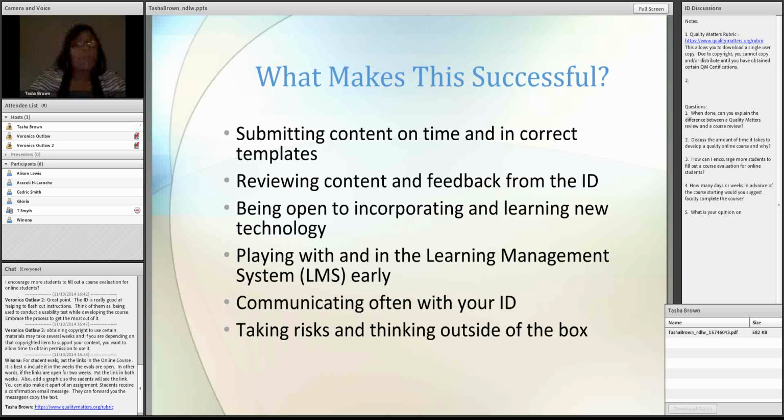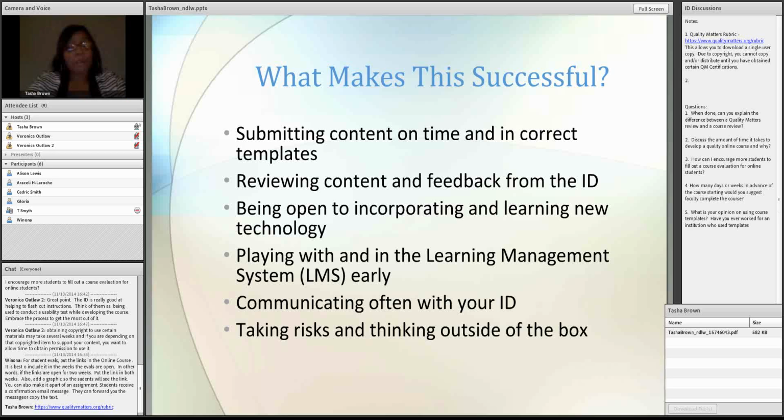Making sure you review the content and receive feedback from your ID. When your instructional designer gives you feedback, make sure you apply that feedback in that module and as you go forward. Being open to incorporating new things and new technology is very important. As we progress in this age of digital learning and students being more involved and more hands-on, how do we use the new and latest technology to ensure that students are having a great learning moment?